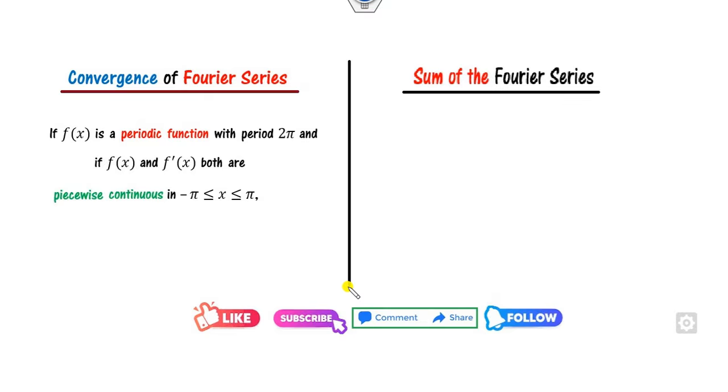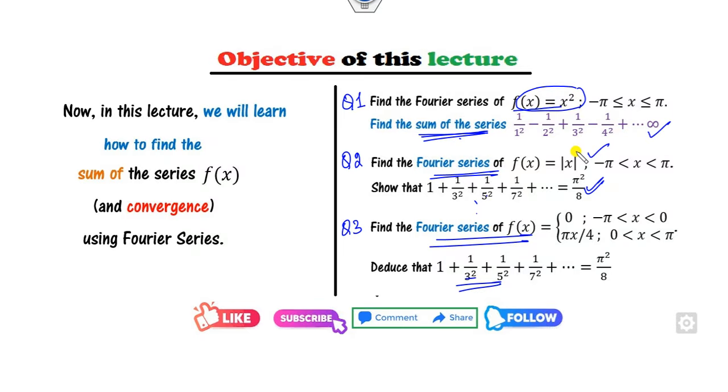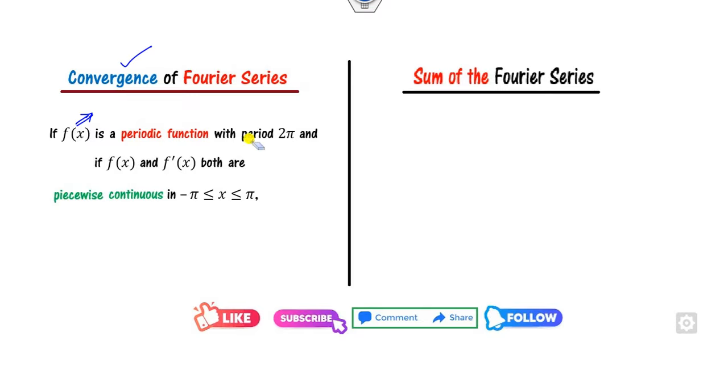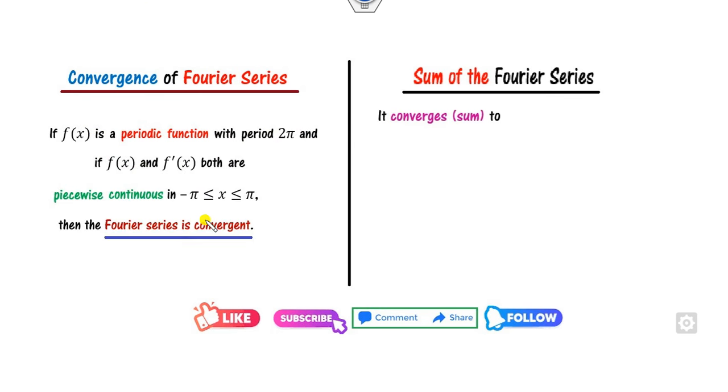So the objective is twofold: the convergence and the sum of the series. If the given function f(x), for example here f(x) is x square mod of x, is periodic and f dash is a piecewise continuous function, then you can say the Fourier series is convergent. If this condition is not satisfied, then the Fourier series is divergent. And if it is convergent, then you have to find the sum. There are two cases.